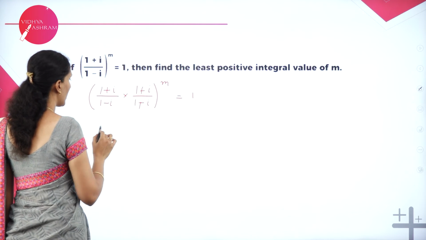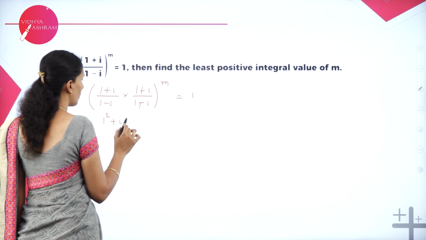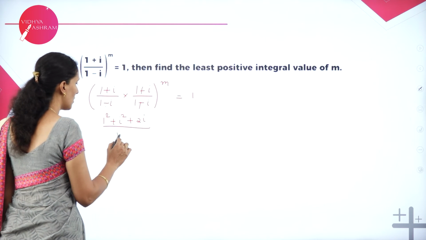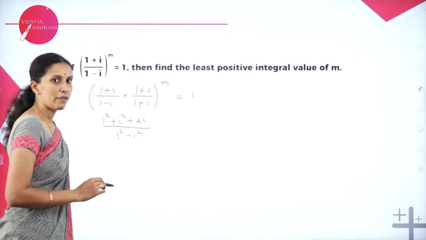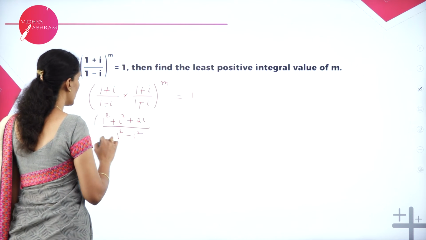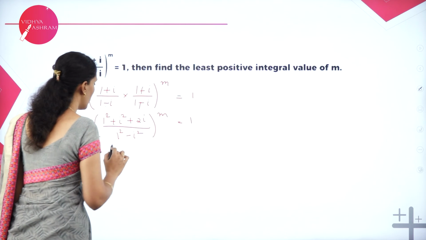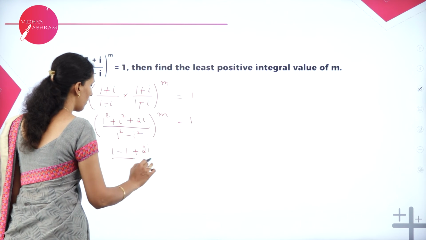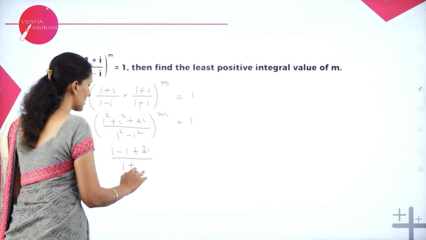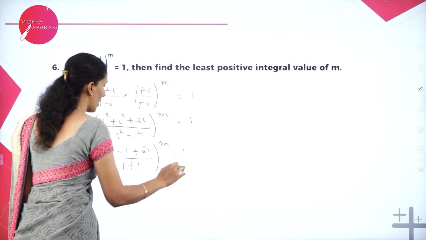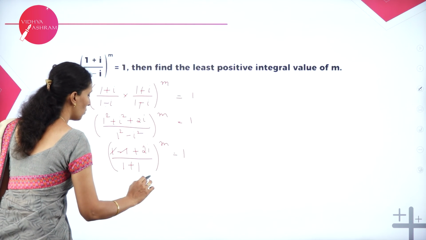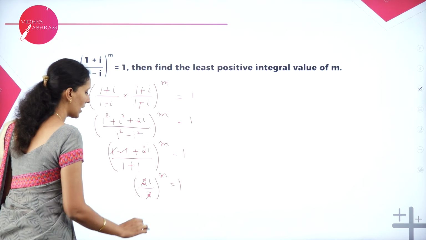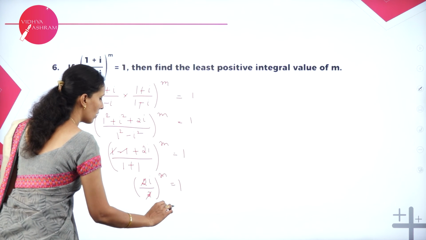First conjugate this. The numerator becomes 1 square plus i square plus 2i. Here (1 minus i)(1 plus i) can be written as 1 square minus i square. We know the value of i square is minus 1. So 1 minus 1, i square is minus 1, plus 2i, divided by 1, i square is minus 1, plus 1, whole power m is equal to 1. Plus 1 minus 1 cancel. 2i divided by 2, whole to the power m is equal to 1. 2 cancels. We get i power m is equal to 1.